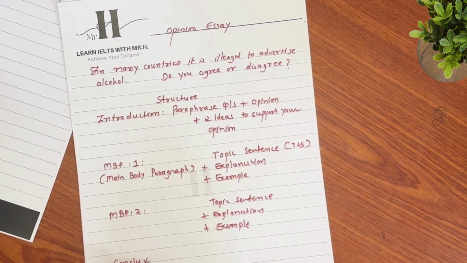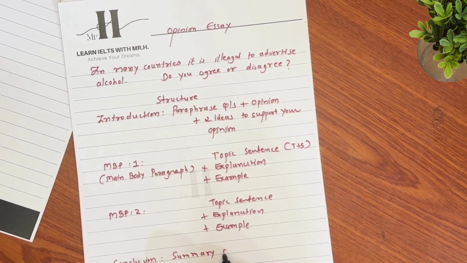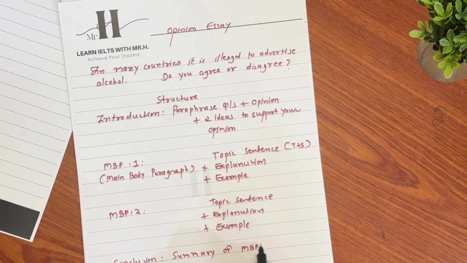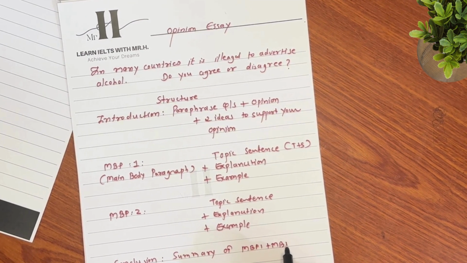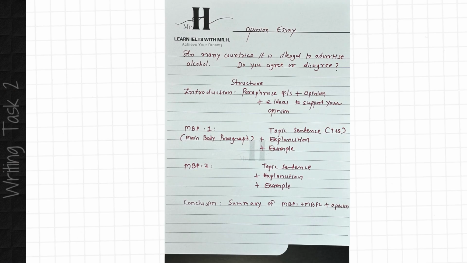The last paragraph is called the conclusion. Here we are going to summarize what we have written in the above paragraphs. So basically it is a summary of main body paragraph 1 and main body paragraph 2. Along with that, we also need to put across our opinion.